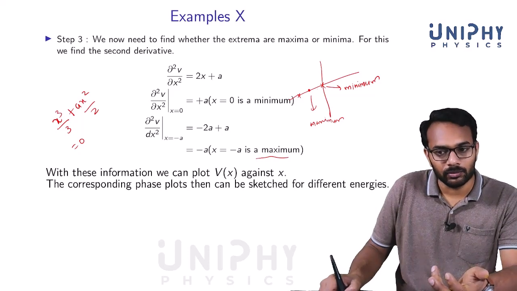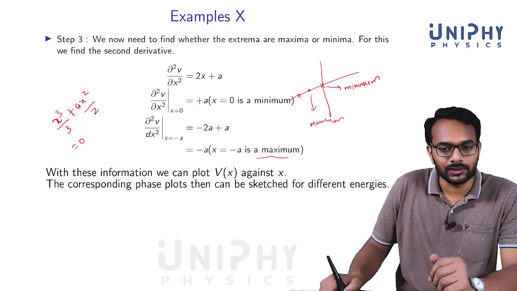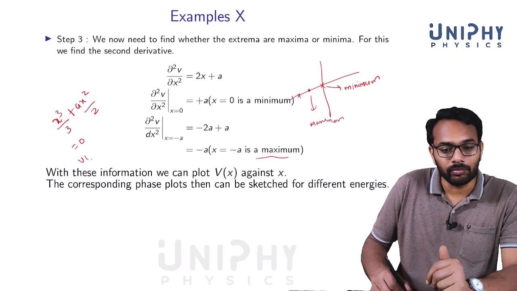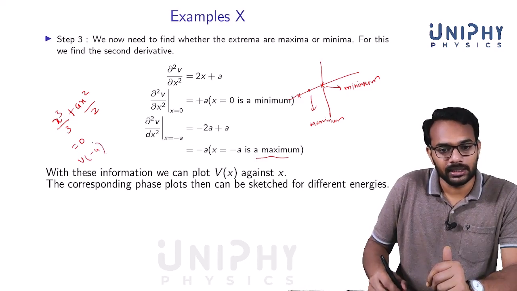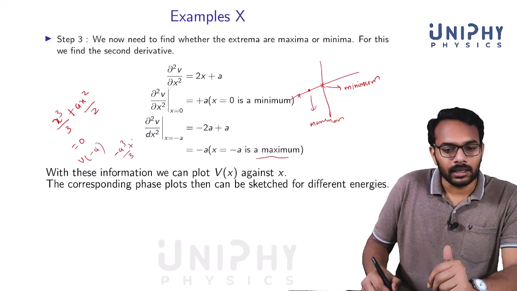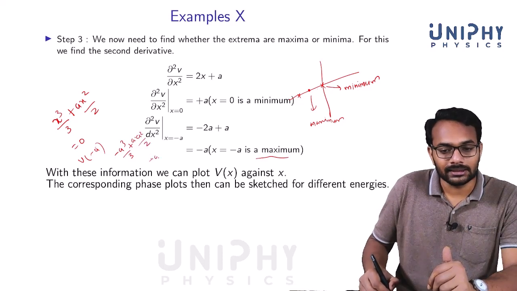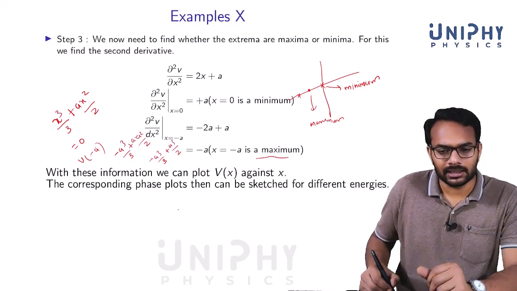We have got one more piece of information. We already saw that this is equal to 0. But let's find V of minus a, because it's a maximum. You put minus a cubed by 3 plus a into a squared by 2. So that's minus a cubed by 3 plus a cubed by 2. Is that correct? So what's that value?